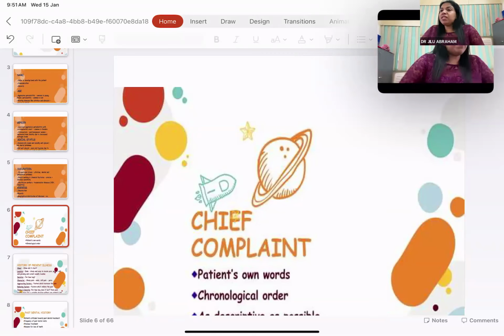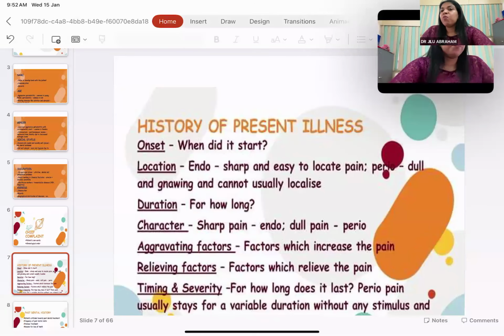Next, the main thing, the chief complaint. We have to record the chief complaint in the patient's own words. It should be in chronological order, and no medical terms should be included in the chief complaint. While recording the history of presenting illness, we have to know when it started and what type of pain. If they mention pain, we have to locate the pain and its radiating status, whether it is radiating to other areas like the head, neck, or shoulders, or is a localized pain.